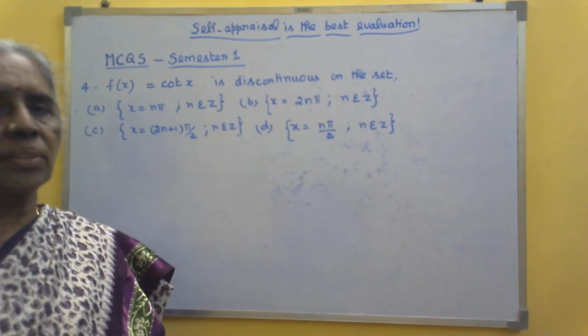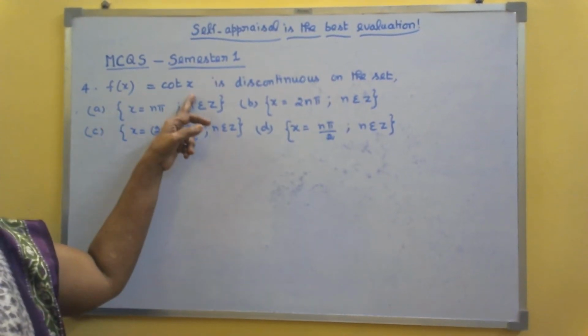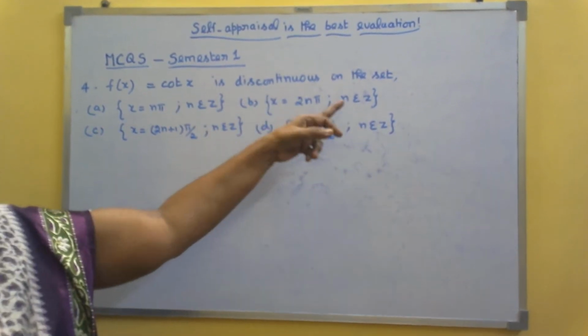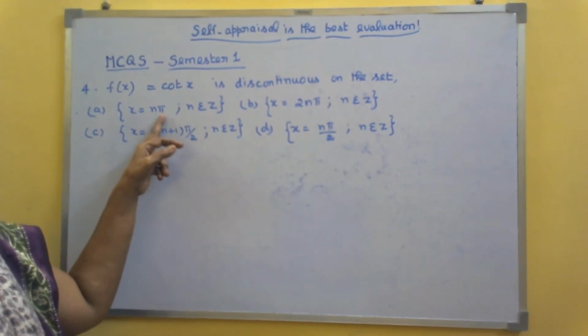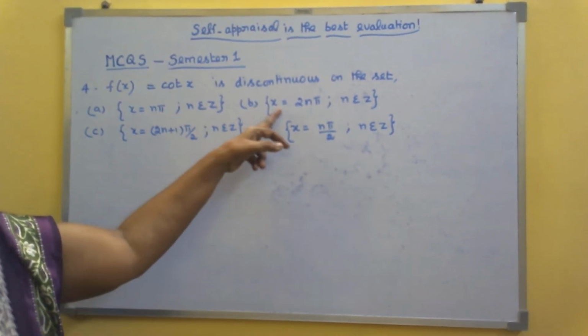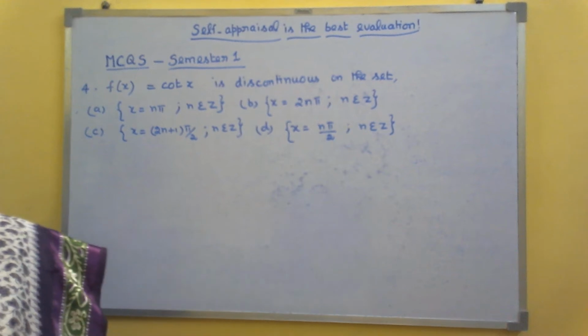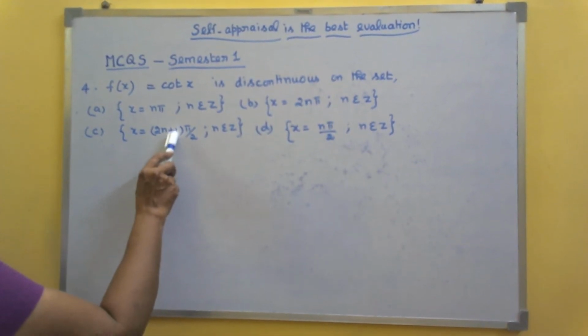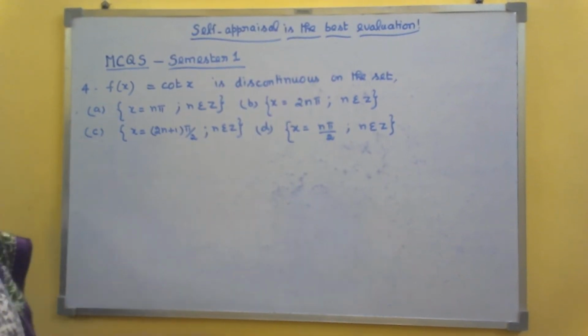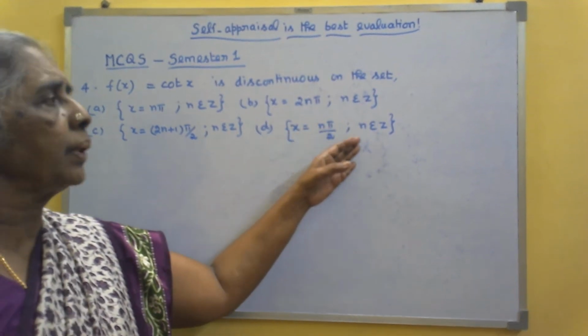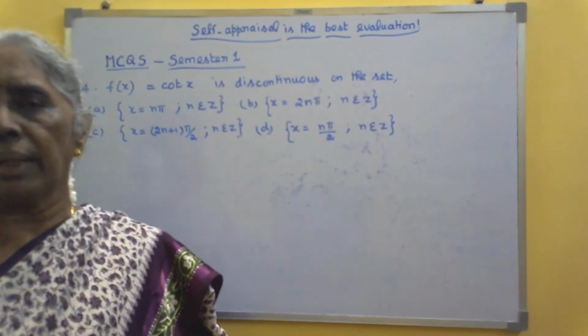Let us see the fourth question. F of x is equal to cot x is discontinuous on the set: x is equal to n pi, n belongs to z. X is equal to 2n pi, n belongs to z. X is equal to 2n plus 1 pi by 2, n belongs to z. X is equal to n pi by 2, n belongs to z.